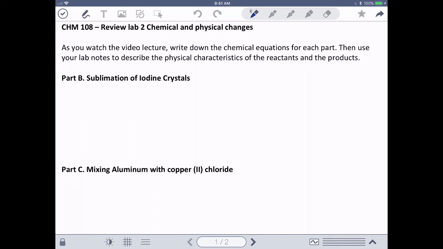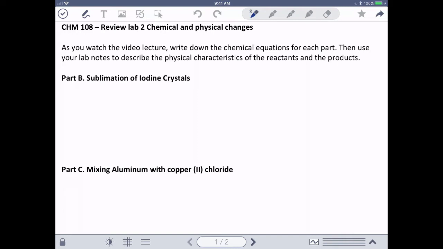Review for Lab 2. The idea of this review exercise is to help you understand a little more deeply what happened in each of the parts of the experiments that you ran. As you watch this video, print the worksheet and write down the chemical equations for each part. We're going to learn how to write chemical equations.